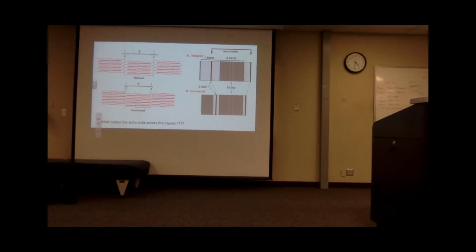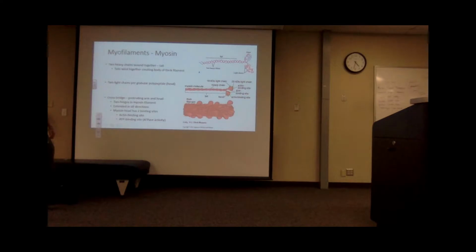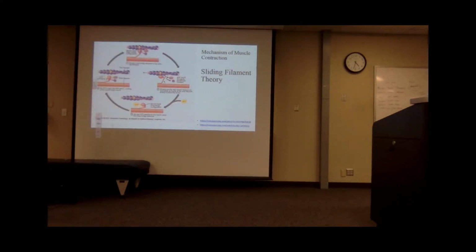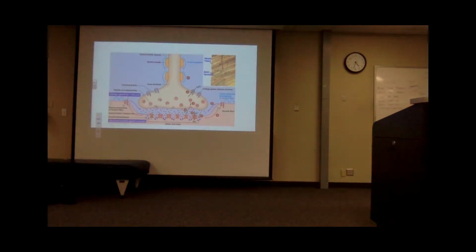Here is our relaxed sarcomere, where everything is spread out, and our contracted sarcomere. Let's get more into the chemical action of it. Okay, so we're getting into the sliding filament theory. We're already assuming that we've come from a neuron. So actually, let's step forward to our neuron and talk about what's happening here.